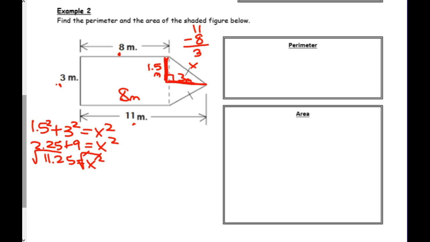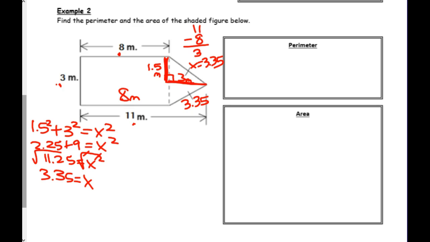Now, what is the square root of 11.25? Mental math. 3.35. Okay, that's rounded. So that means for each of these missing hypotenuses, we'll put 3.35, 3.35. Now can I find the perimeter?